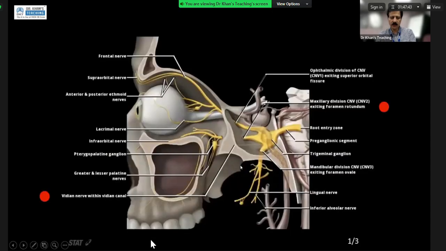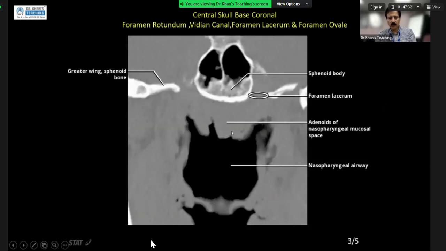A repetition here, just to show you the Vidian canal and foramen rotundum. So our area of interest is foramen rotundum and the Vidian canal. Now, if you see here, this is the greater wing of sphenoid. So there is a gap here, and this gap is foramen lacerum. I told you that in a living human being, it is fibrocartilage. So on a CT scan, there will be a gap there.